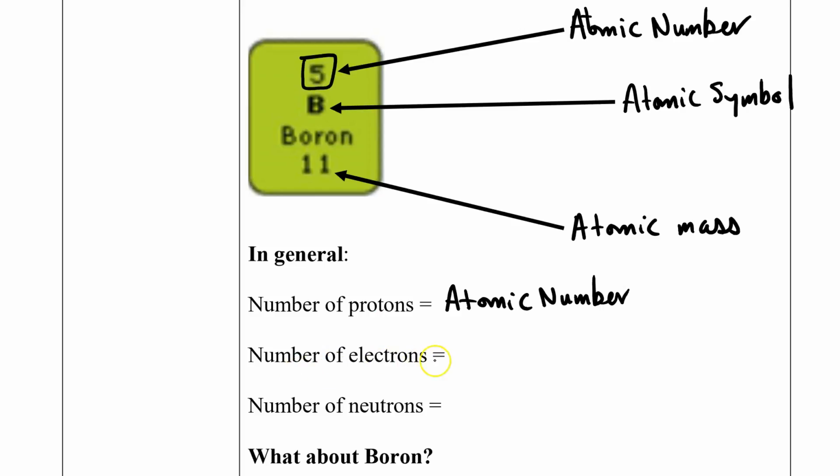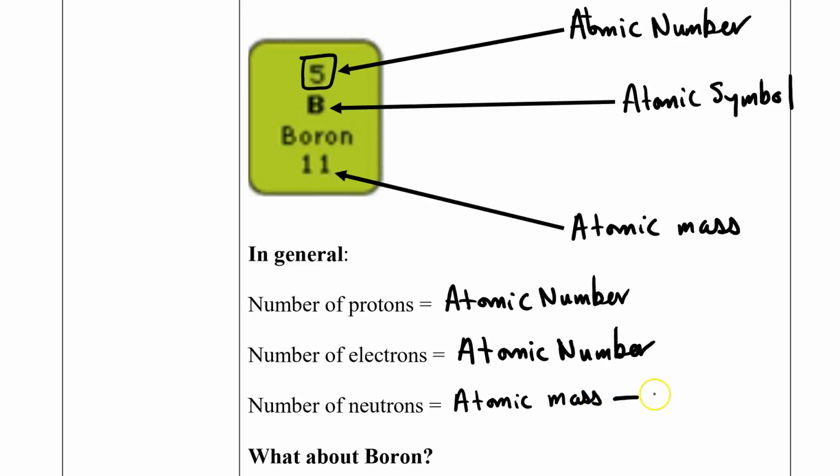The number of electrons, since it's an atom and not an ion, which is charged, but an atom, the number of electrons and protons are the exact same. So the number of electrons also is our atomic number. With the number of neutrons, we have to do a little bit of fancy footwork here. We say that the number of neutrons equals the atomic mass minus the atomic number.